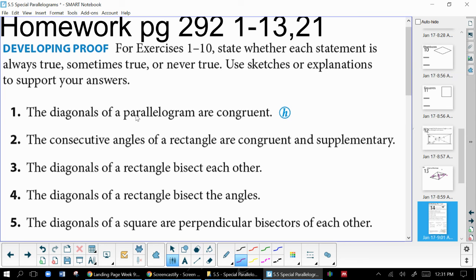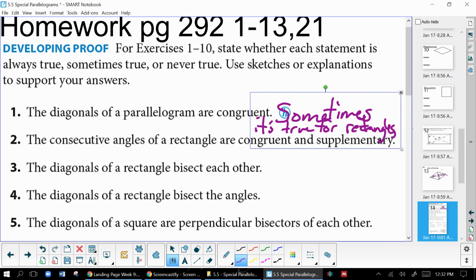So if you're saying the diagonals of a parallelogram are congruent, well, that's not the property of all parallelograms, but it is true for rectangles. And a rectangle is a type of parallelogram. So I would say something like sometimes. And for my explanation, I might say it's true for rectangles. So that's kind of what I'm looking for in something like that.